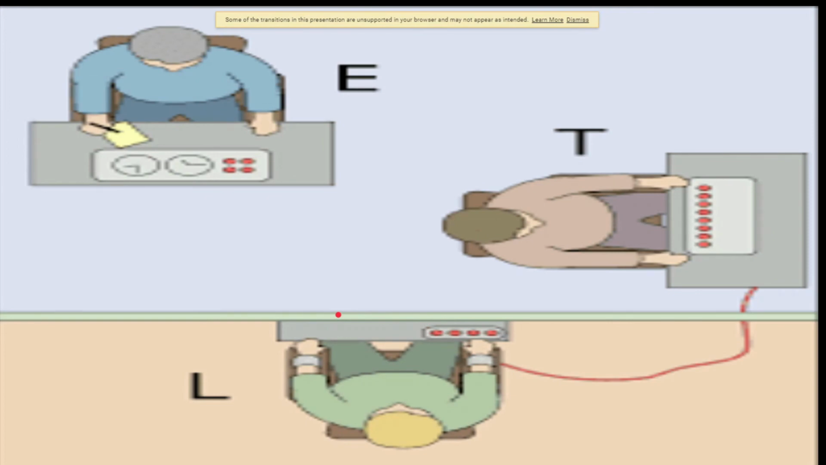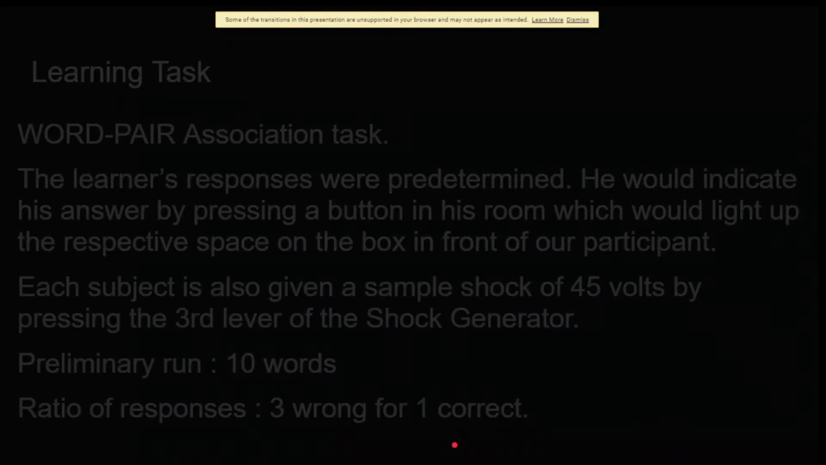This is what the typical setup looked like. This is our experimenter, this is the teacher, our participant, and in the adjacent room is our learner. You can imagine he can't see him, but he can hear him.